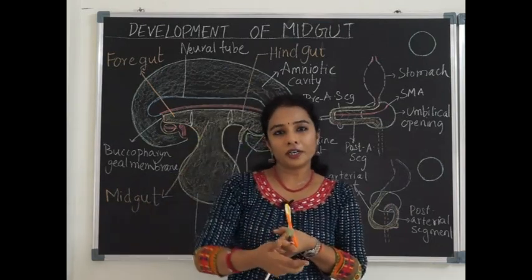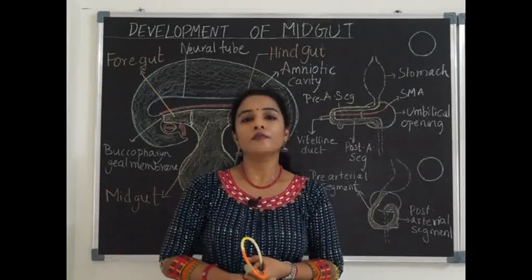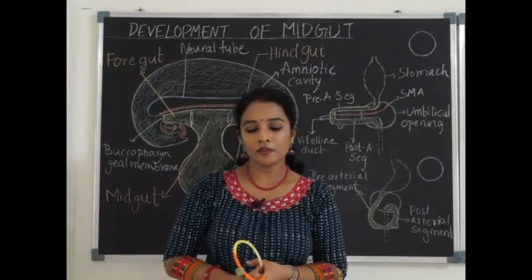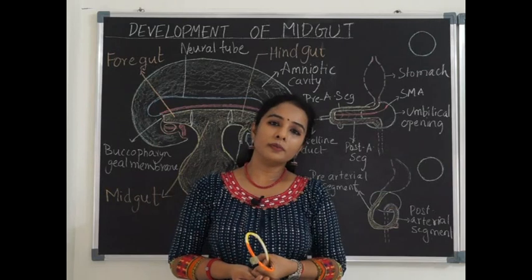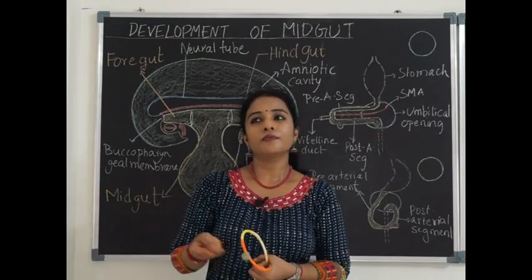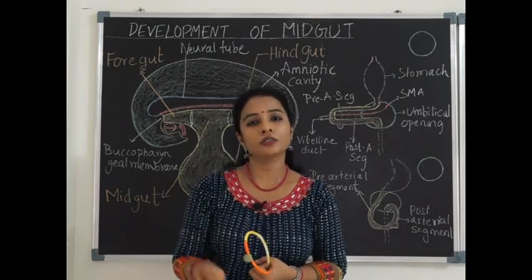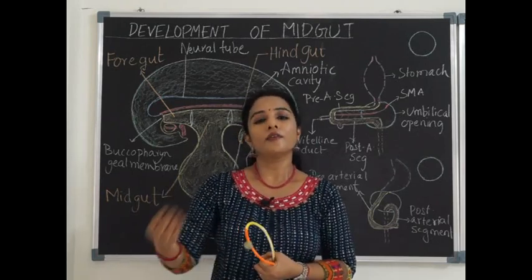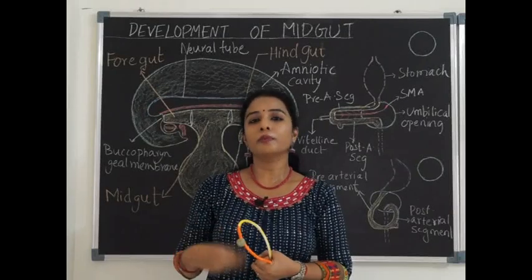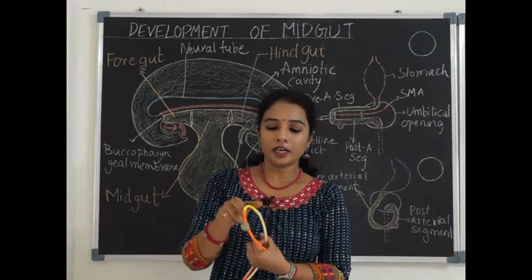This loop herniation of the midgut occurs around the 5th week of intrauterine life, and most of the growth of the midgut happens outside the abdomen. It lies outside the abdominal cavity from the 5th week to the 10th week of intrauterine life. After the 10th week, it involutes back into the abdominal cavity. So initially the loops are like this.